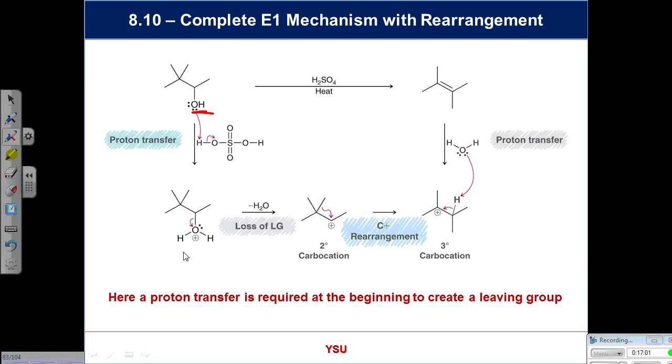I protonate, I get to here. Loss of my leaving group gives me a secondary carbocation. Rearrangement, and you must look at some of the old material here. You must look at the old exams, look at the problem set. Some of these rearrangements are quite tricky. They involve cycles getting bigger. They involve all sorts of weird bicyclic systems reorganizing themselves. Have a look at those. If you can do those, you're in great shape.